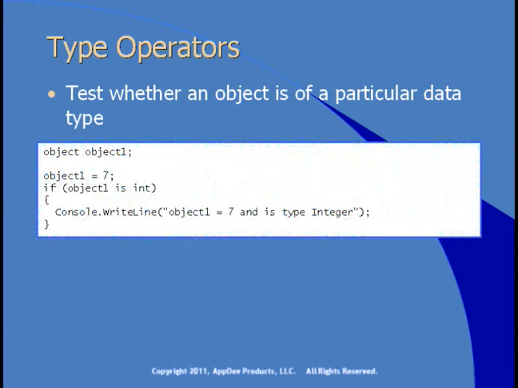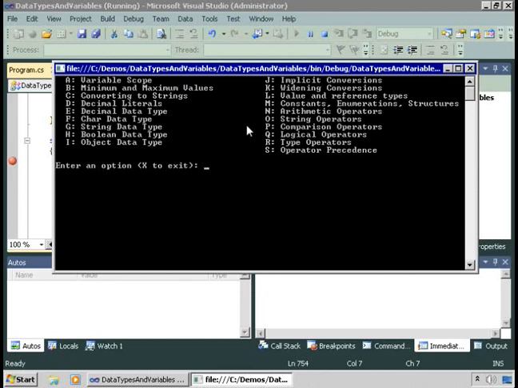So here, object 1 is defined as an object, and we store 7 in it. And then we want to know if object 1 contains an integer. So if object 1 is int, says, does the variable object 1 contain data of type integer? Let's go see a demo of these operators.